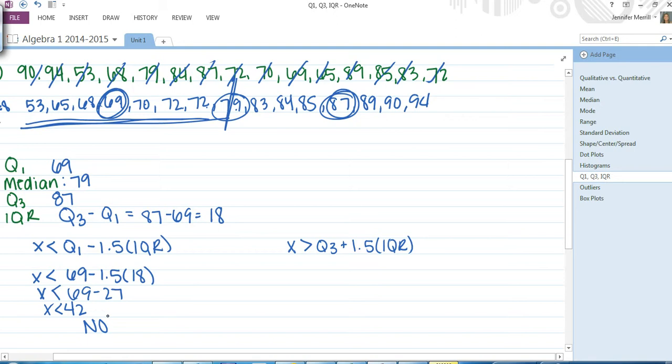Then we need to check the top outliers. So we have x is greater than Q3, which was 87, plus 1.5 times the IQR, which is 18. So 87 plus 27, which is 114. So any number greater than 114. In this case, we don't have any, so we don't have any outliers at all.